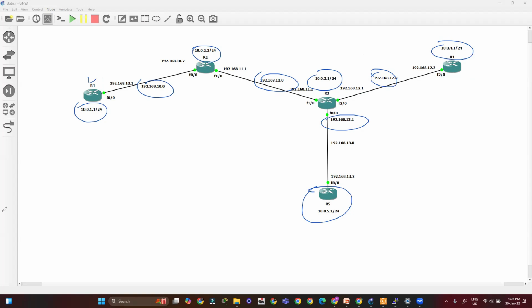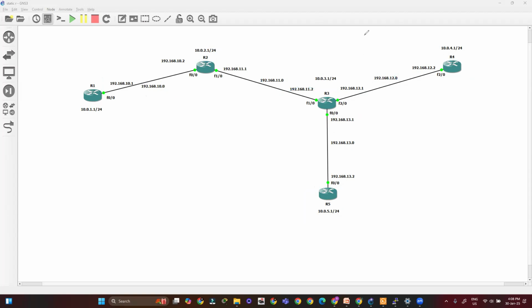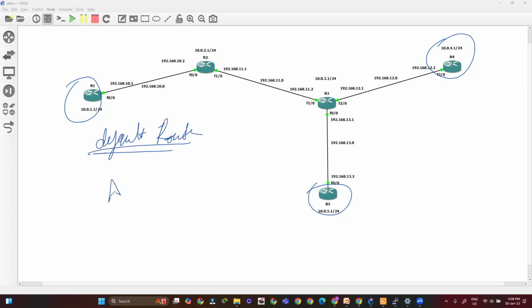So what can we do in these types of cases? R5 and R4 are endpoint routers, and this is also an endpoint router. If we are going to configure any endpoint router, we can configure a default route. What is the meaning of a default route? It allows any IP version 4 address, creating a path to all networks in IP version 4.